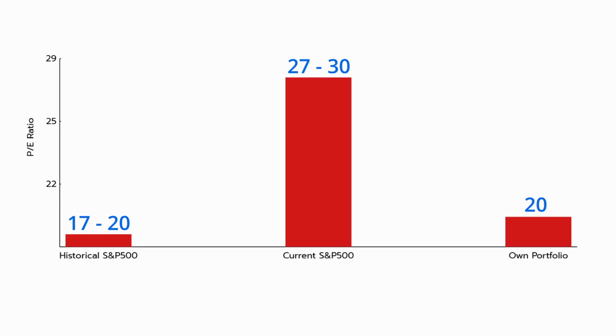So you've done the maths. You have a portfolio PE ratio of 20. Is that good or bad? Let's put it into perspective for you. Right now, the overall US market, represented by the S&P 500, has a trailing PE that often hovers around 27 to 30. The historical average of this market is typically around 17 to 20.